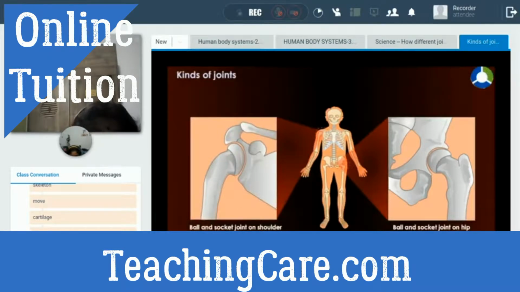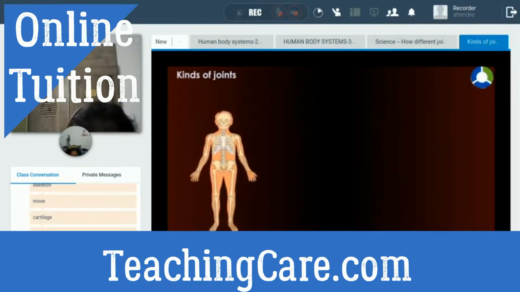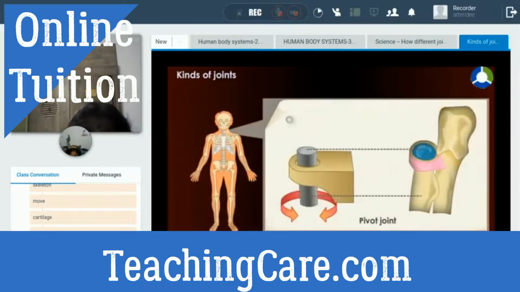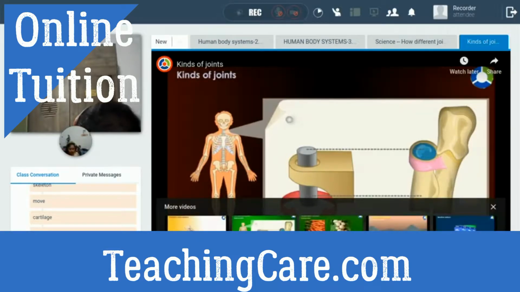Maximum range of movement. The pivot joint is found in between the first and second bone of the backbone. It allows the movement of head from side to side. So are you clear with the pivot?